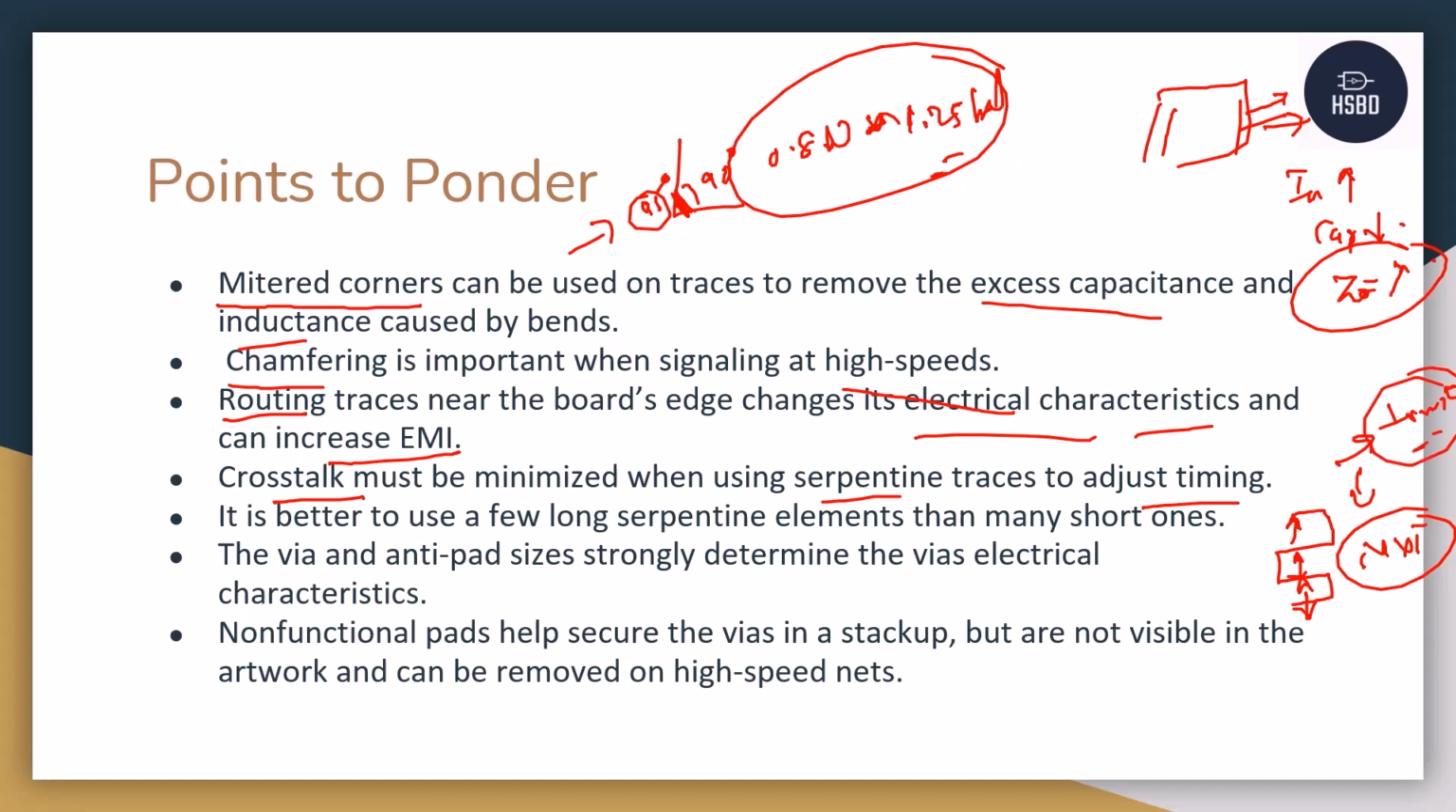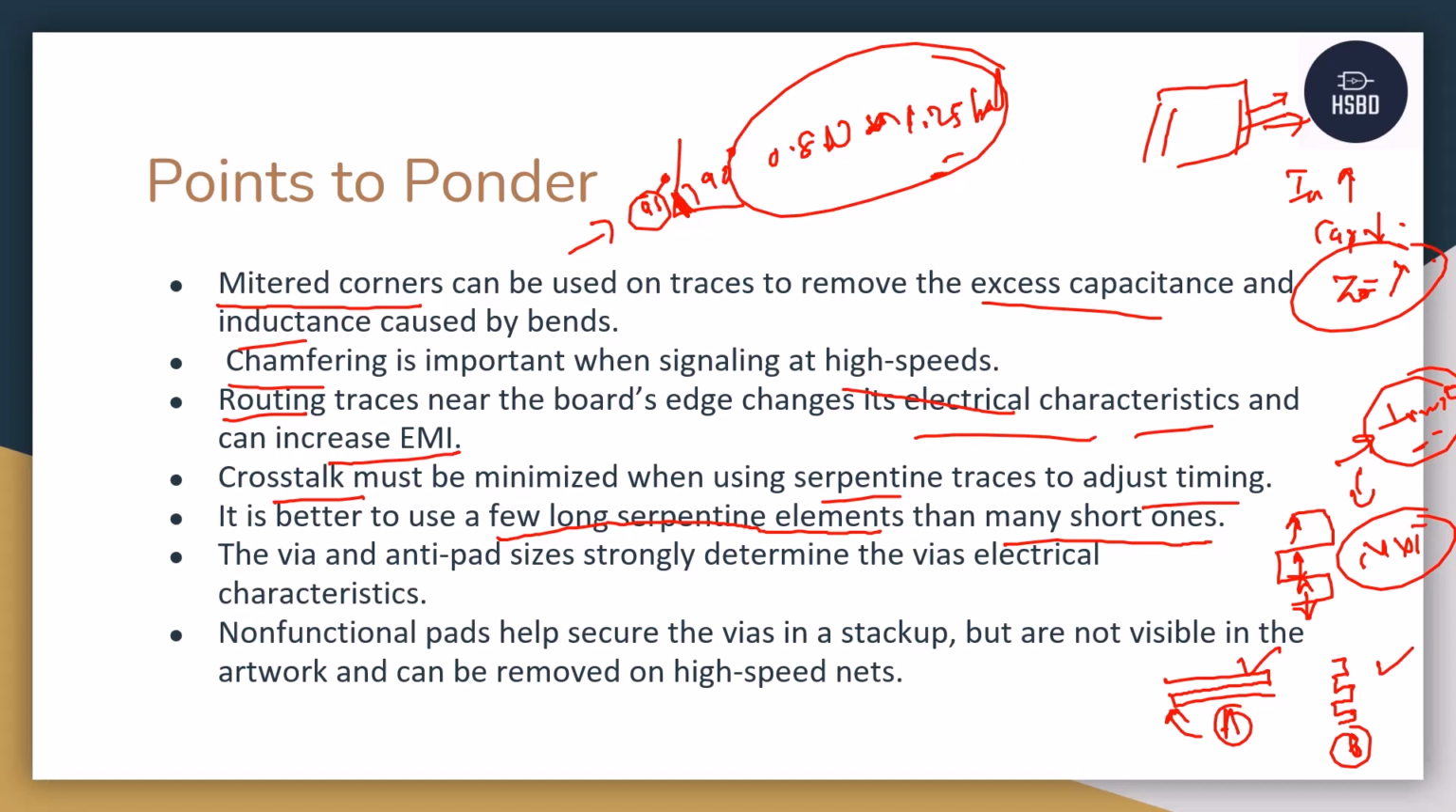The next point is that it is better to use a few longer serpentine elements than many short ones. This is one of the guidelines that I have already mentioned. Instead of using multiple small serpentine traces, it's always advised to use fewer but longer ones. If you see this example here, in case of A, it is always advised to use A instead of B.